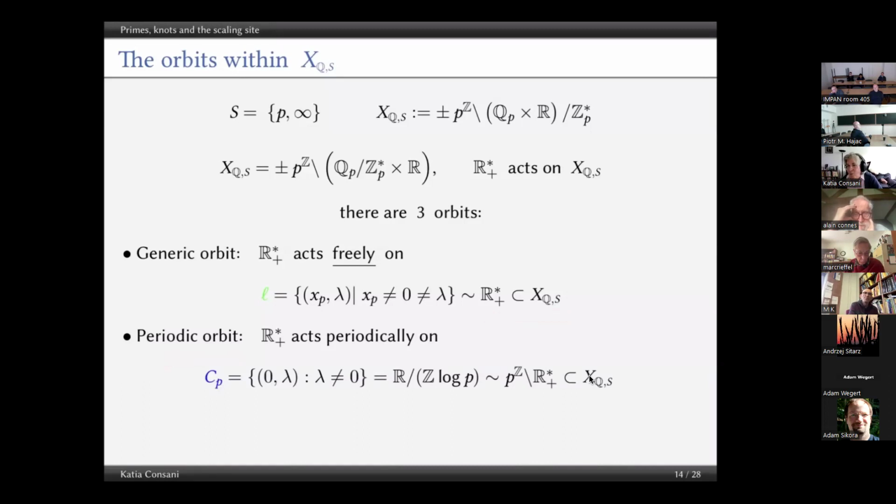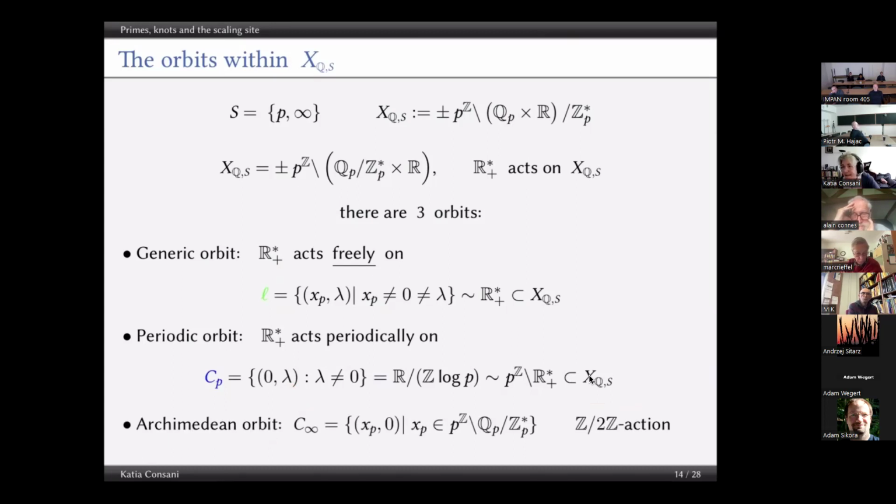Then there is the periodic orbit, the one I discussed before, the C_P, where the non-Archimedean entry is really zero in the sense of the adeles, as its absolute value is less than 1, and lambda is non-zero. So this is, as I said, the C_P that we saw before in a more general context. And then there is the Archimedean orbit. The Archimedean orbit is what I discussed, just telling Adam before, when you take pairs where the non-Archimedean entry is in this double quotient, and at infinity you get 0. But then there is still a Z mod 2Z action, because there is still the plus or minus to take into consideration. So these are the ones that you see, the full collection of orbits for the action of R star plus, in the very easy case of S equal P, infinity.